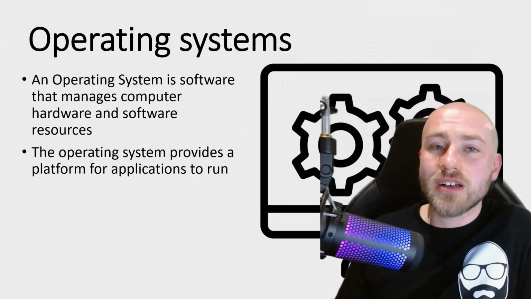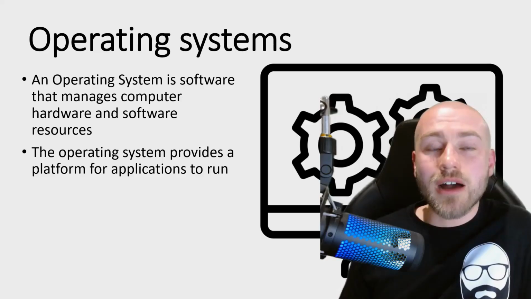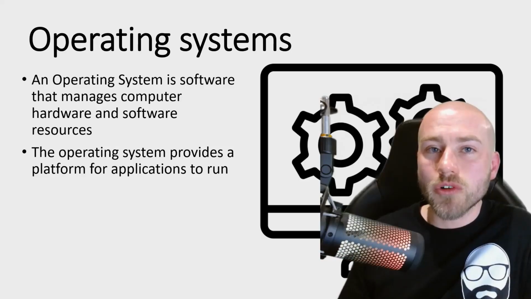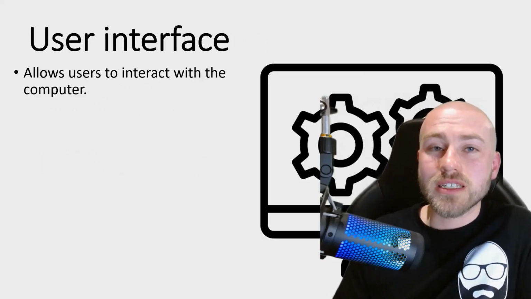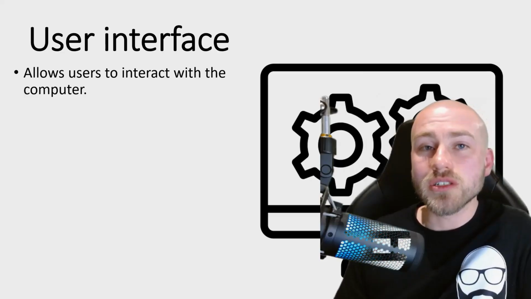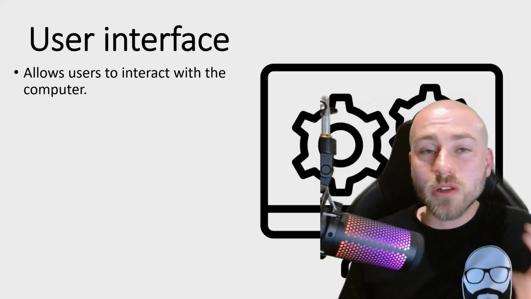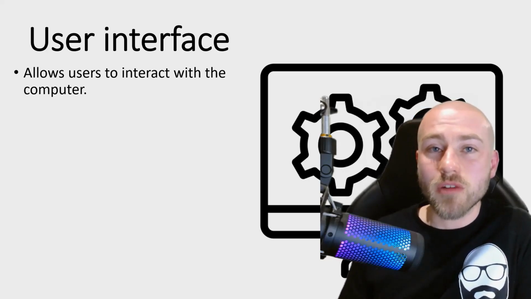So the operating system itself is a platform that allows us to interact with it, but it also allows all of your other applications and programs to run. Now for us as people, it's not as easy to interact with a computer or a device. So we have something called a user interface, which is what we're looking at when we're using the operating system on the device.